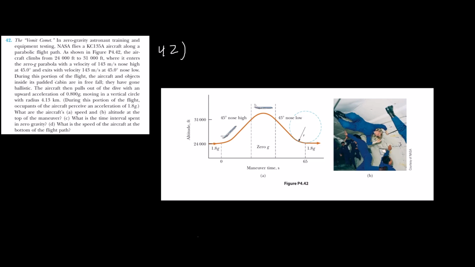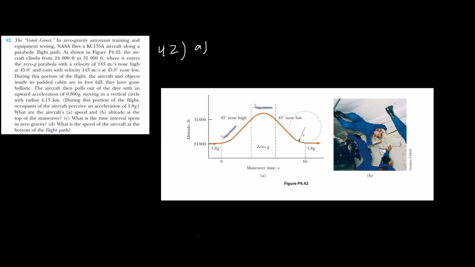Anyways. During this portion of the flight, the aircraft has an upward acceleration of 0.8 g, moving in a vertical circle with a radius of 4.13 kilometers. During this portion of the flight, occupants of the aircraft perceive acceleration at 1.8 g. What are the aircraft speed and altitude at the top of the maneuver? So I'm going to say that the aircraft speed, velocity.